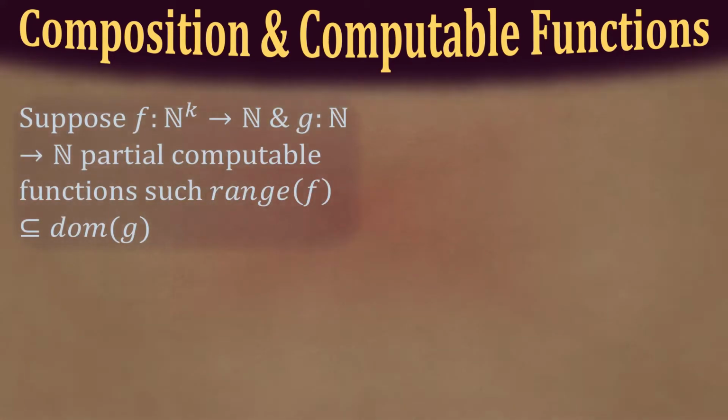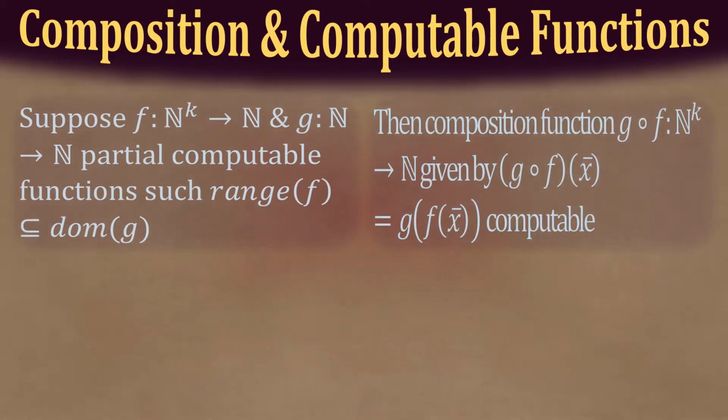Now, let's relate composition and computable functions. Suppose f from the naturals to the k to the naturals and g from the naturals to the naturals are partial computable functions such that the range of f is a subset of the domain of g. Then the composition function g circ f from the naturals to the k to the naturals, given by g circ f of x bar equals g of f of x bar, is computable.